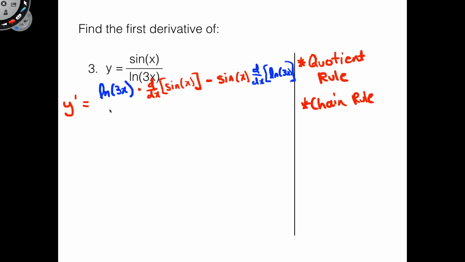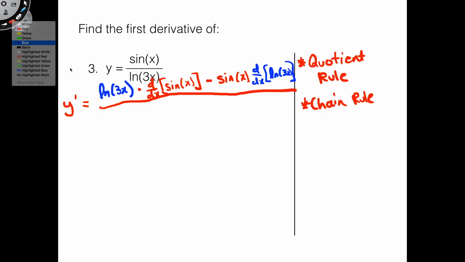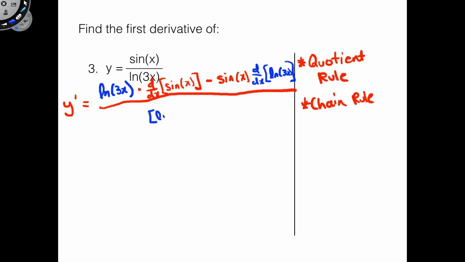And all this over low squared, which is ln 3x squared. All right. So that's how we do that. Now let's just go ahead and take this piece by piece.